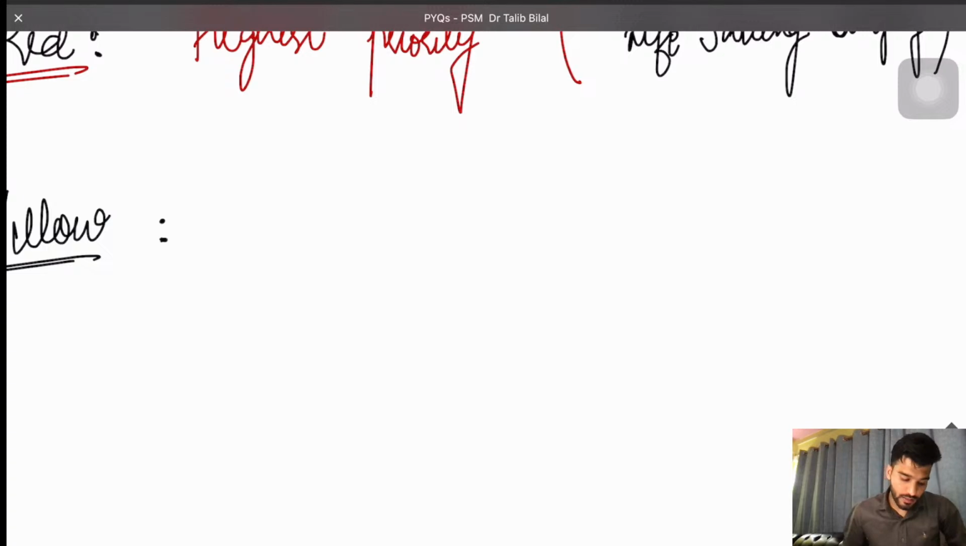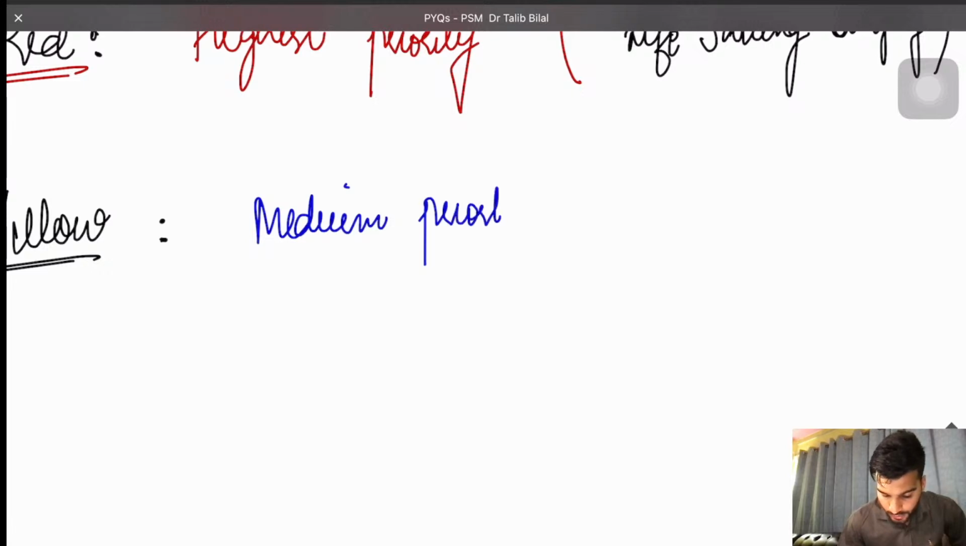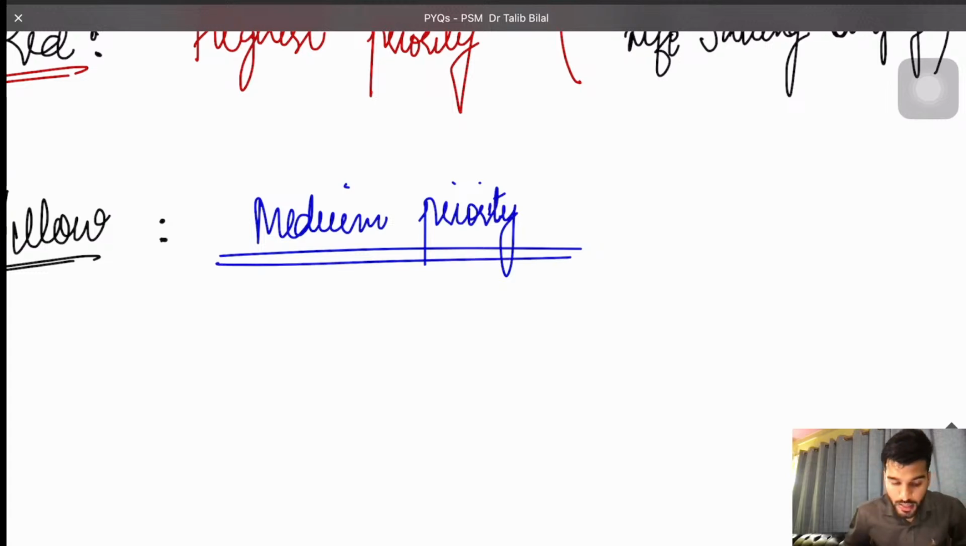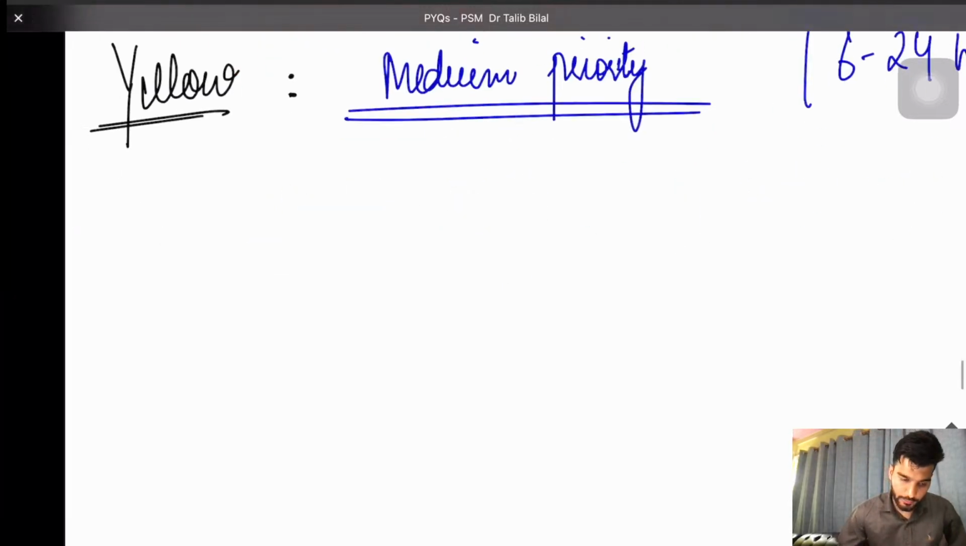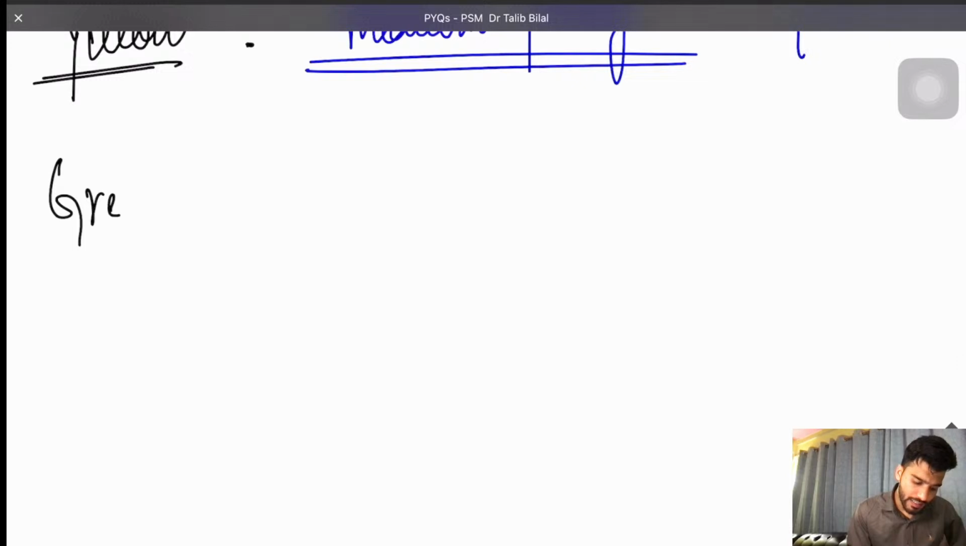But for now, guys, yellow color has been given a medium priority. These are all the repeated, main, important topics. Those people categorized under yellow also need surgery, but the time gap is 6 to 24 hours.